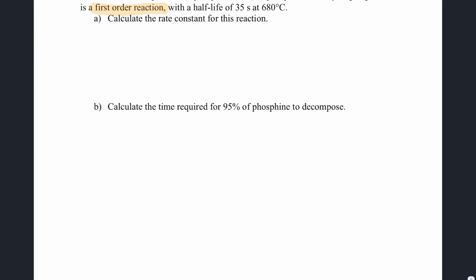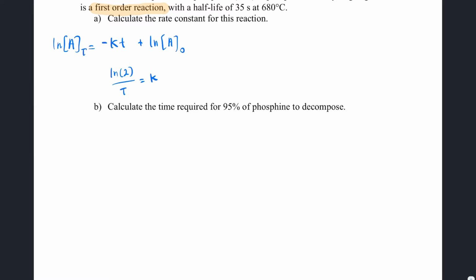And whenever I see that, I think of the first order integrated rate law, which is the natural log of A at time t equals negative kt plus the natural log of A at time 0. That's our first order integrated rate law when it's in expanded form. And another equation we're responsible for is the half-life equation for a first order rate law, which is the natural log of 2 over t equals our rate constant k.